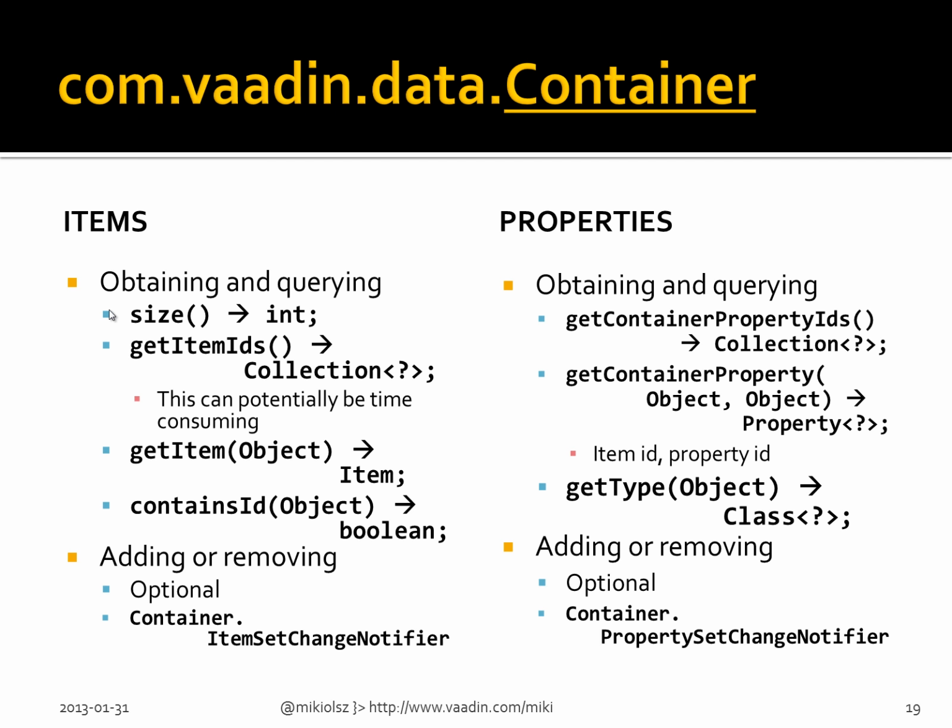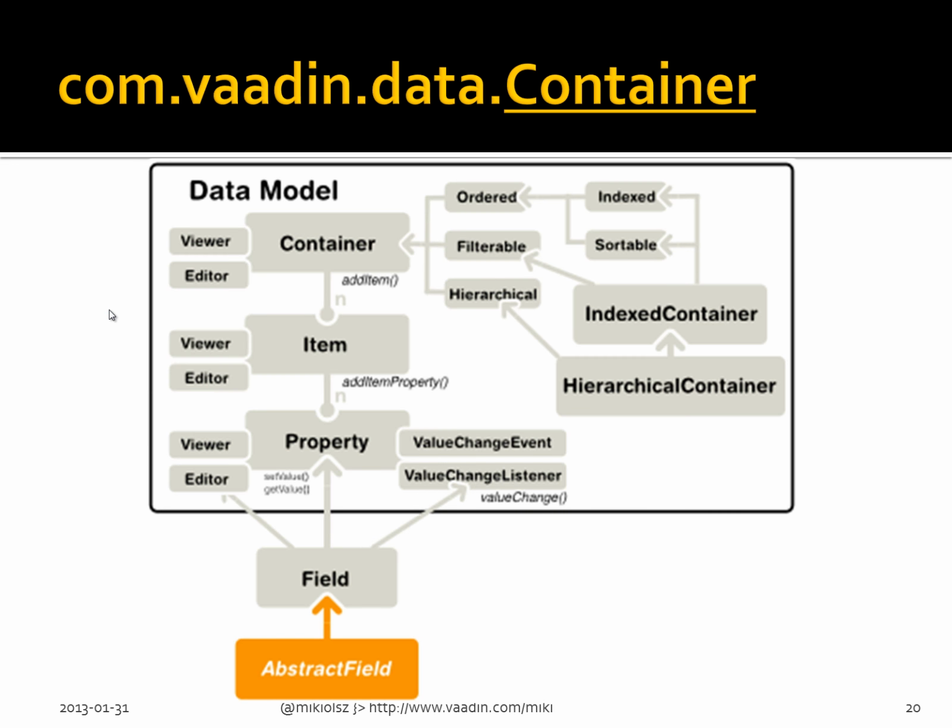And then there is a shortcut method for getting a property of a particular item. So we don't have to get the item and then get the property. We can instead get just a property directly. And then of course we can get a type of property, and optionally we can add or remove new properties. And again, a side note here: adding or removing properties to the container, if supported, should result in updating all the items it has.